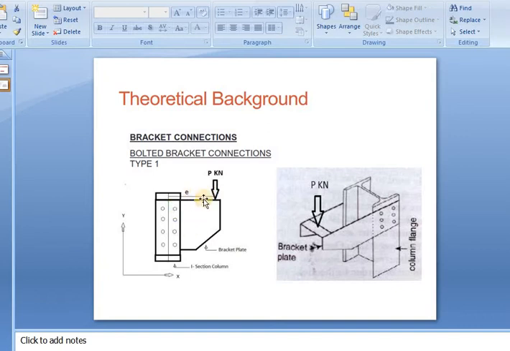This distance is important: from the point at which the load is applied to the center of the plate, with a symmetrical division of the bolt lines. This distance is nothing but the eccentric distance. So P into E is nothing but the moment; load into eccentric distance is the moment. So in such cases we first have to find out the eccentric distance E. This E calculation is also important.